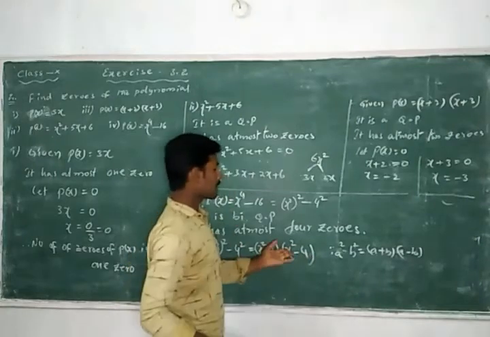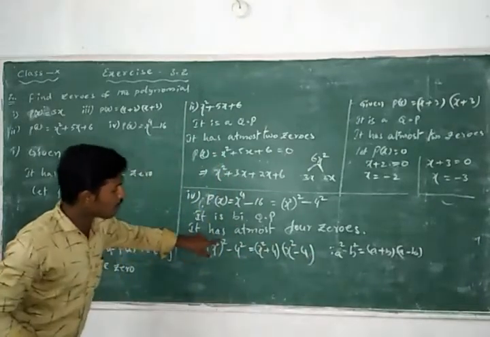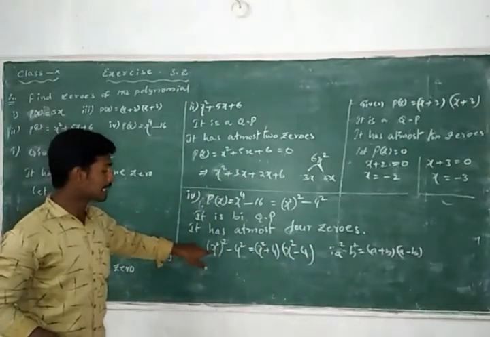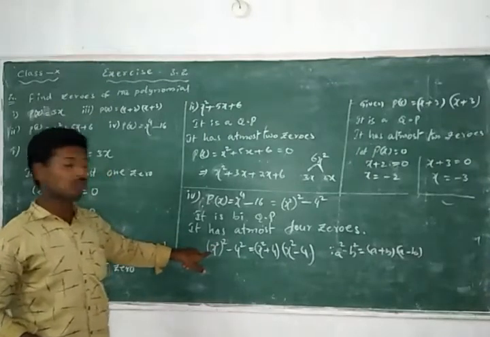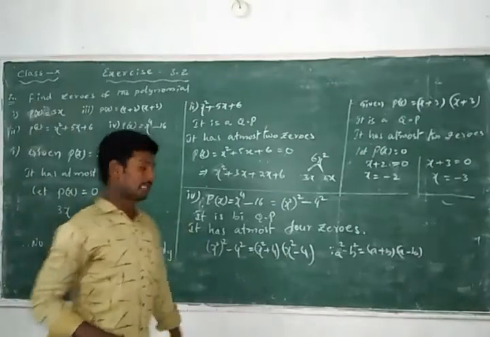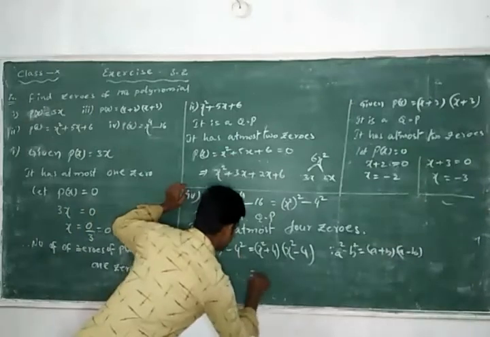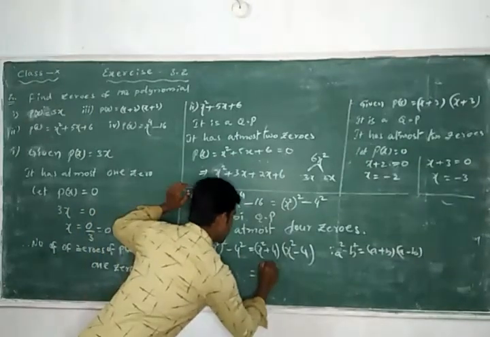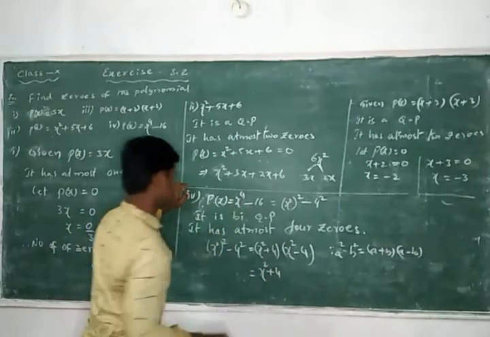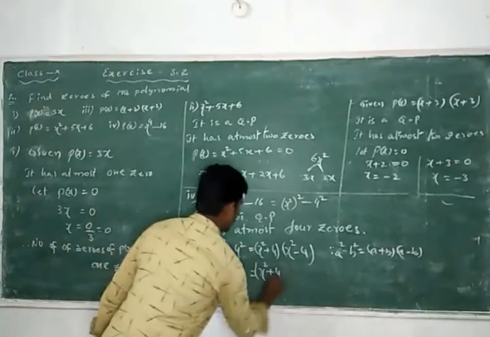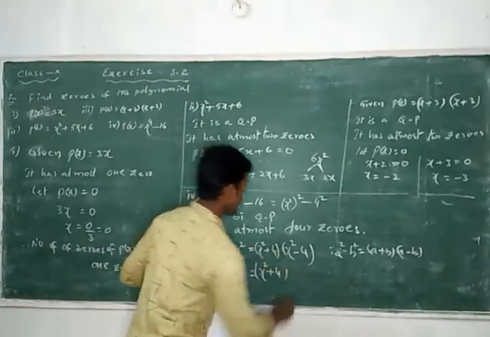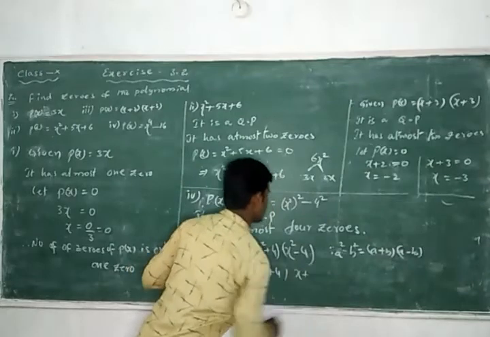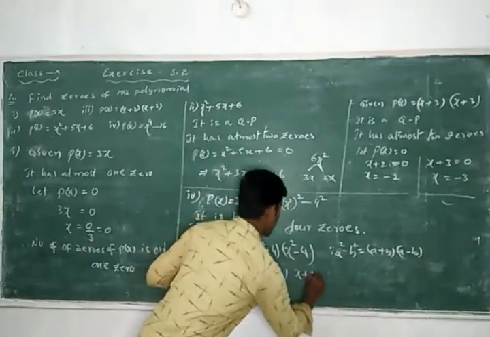So x square in the question is because here it is x square whole square. So that means a is x square. So that means a plus b into a minus b. Again you can see this. So x square plus 4.